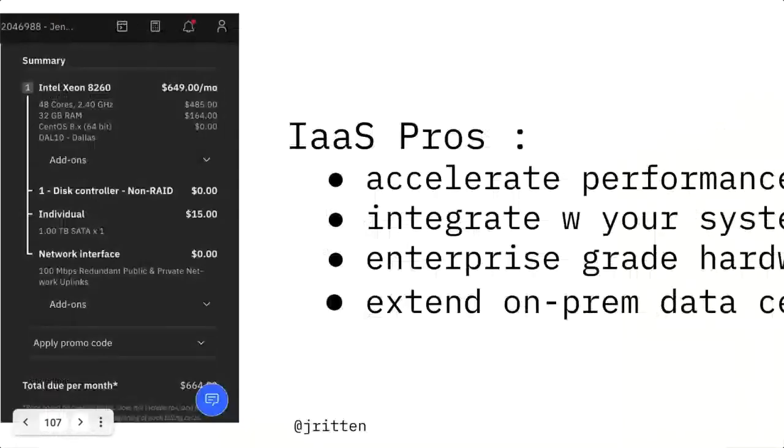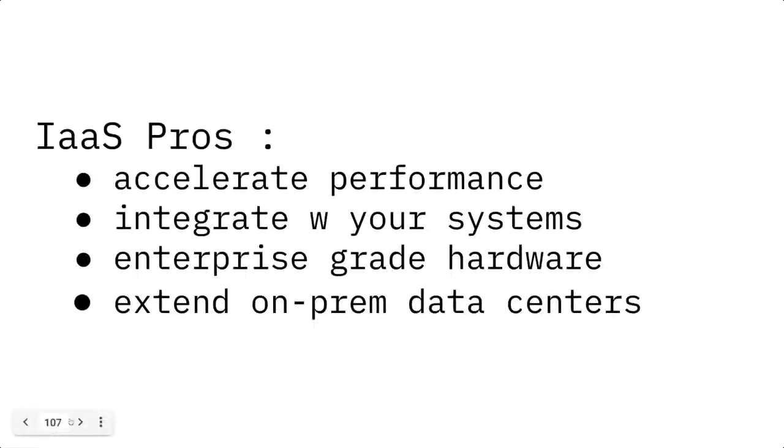So some pros to infrastructure as a service, or IaaS. What are some good things about infrastructure as a service offerings, right? Like IBM Cloud virtual private server and bare metal. So it allows you to accelerate performance. You can deploy an IaaS bare metal server, a virtual server, or both in a matter of minutes, which is really nice. You can do it all from one space.